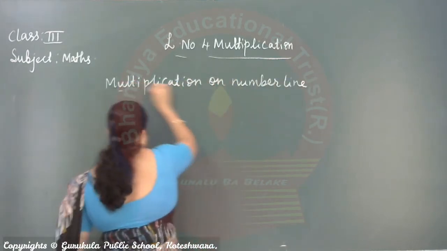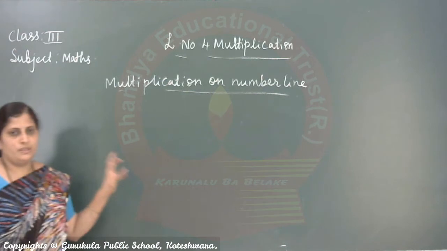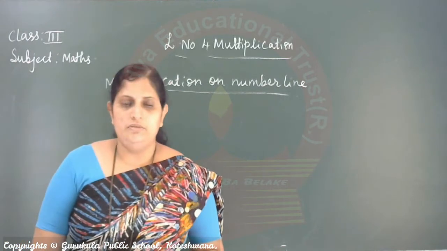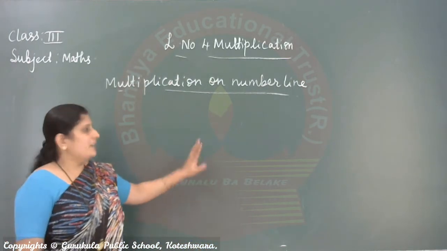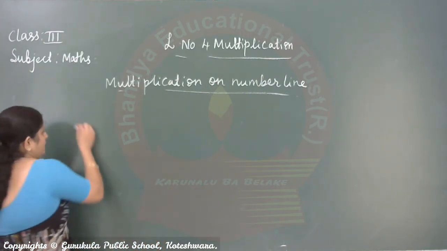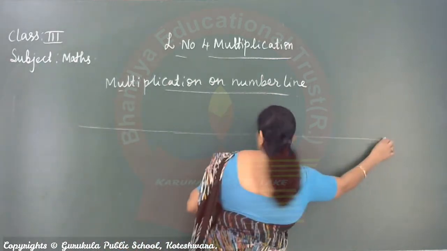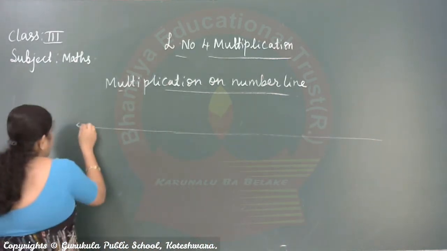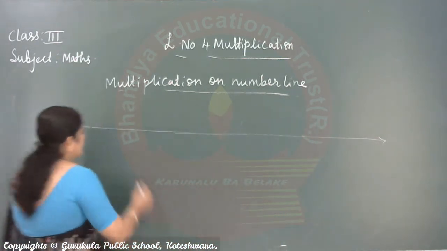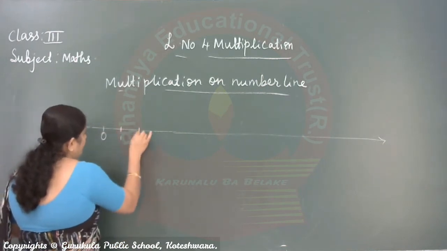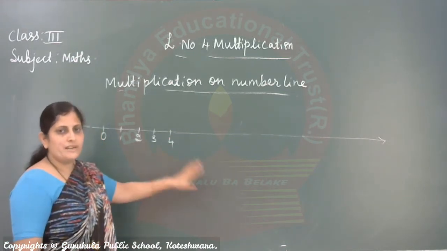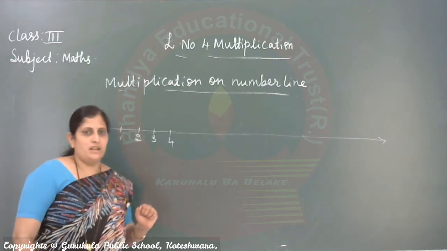What is a number line? The numbers are represented by using a line. That is called a number line. See here, in one line we can represent some numbers. As many numbers as we want, we can write here. It can be extended also. So here 0, 1, 2, like this, we can write numbers. So number line means what? Numbers are represented by using a line.